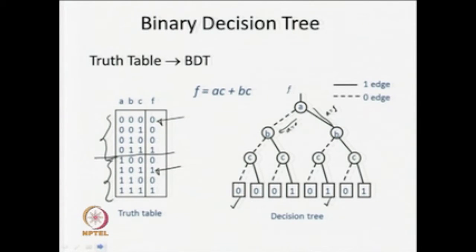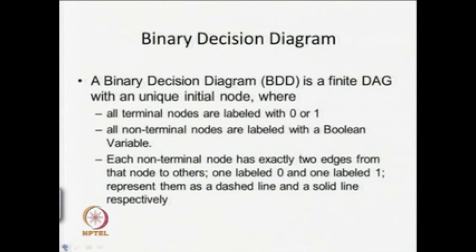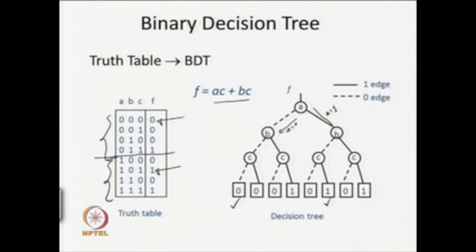Okay. So, this is the function f is equal to AC plus BC. If you reduce this particular representation, we are going to get this one, and this is the decision tree that we are getting over here. Now, you just see that we are having a truth table, I am getting a BDT, binary decision tree. What advantage are we getting by representing this particular truth table with the help of BDT? If you look into it, as such we are not getting any advantage.